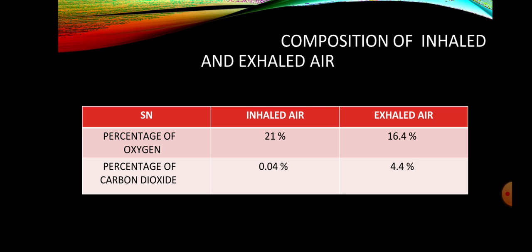So this is a table which is very important as well. Composition of inhaled and exhaled air. The percentage of oxygen that is inhaled is 21% and exhaled is 16.4%, whereas the percentage of carbon dioxide inhaled is 0.04% and exhaled is 4.4%.